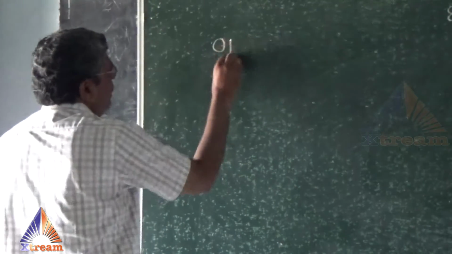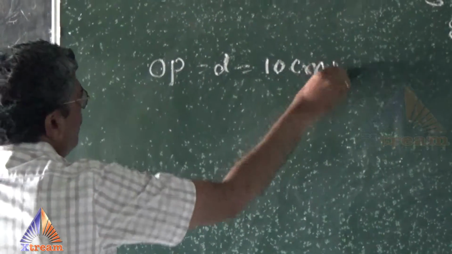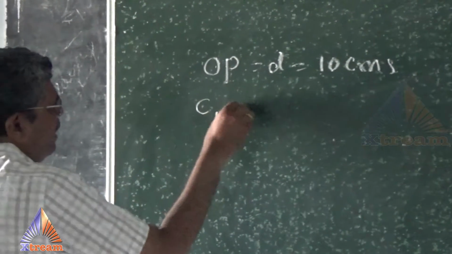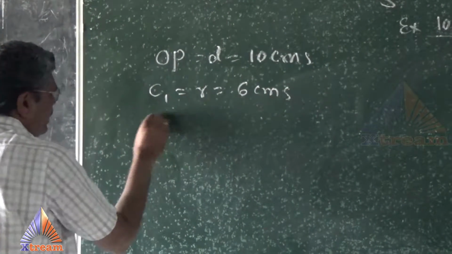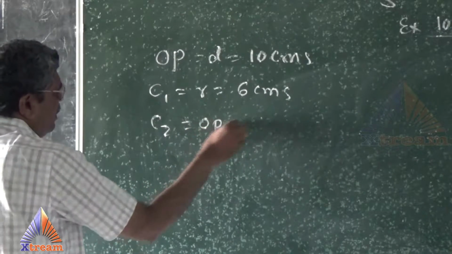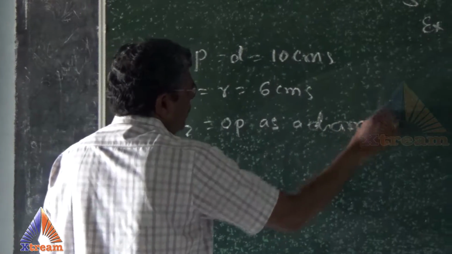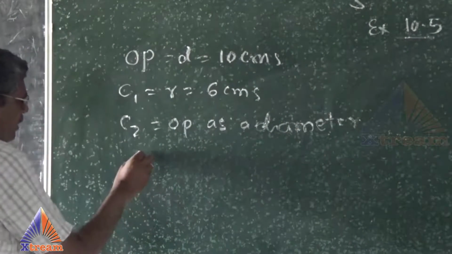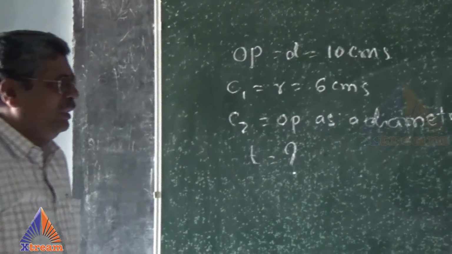Measure and verify the length of the tangent. So we can take first, the distance is given: OP is equal to d is equal to 10 cm. Then circle C1, radius r is equal to 6 cm. Then C2, with OP as a diameter. Now find out the length and verify the length of the tangent.